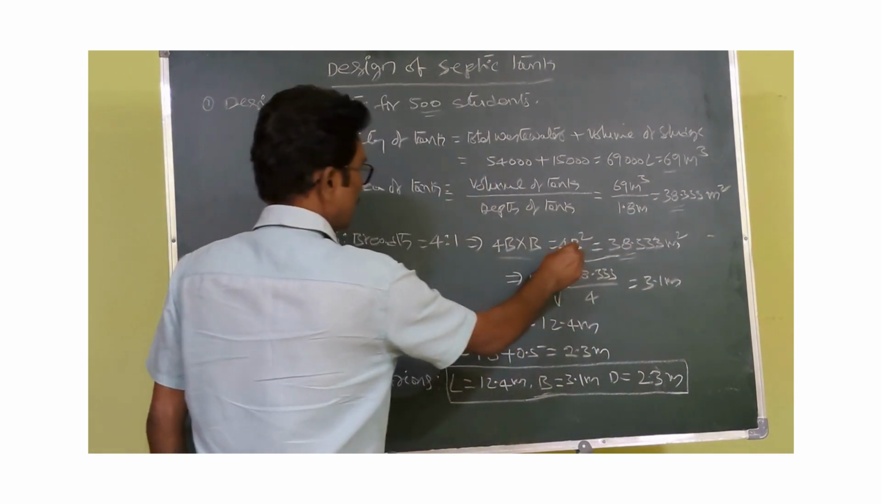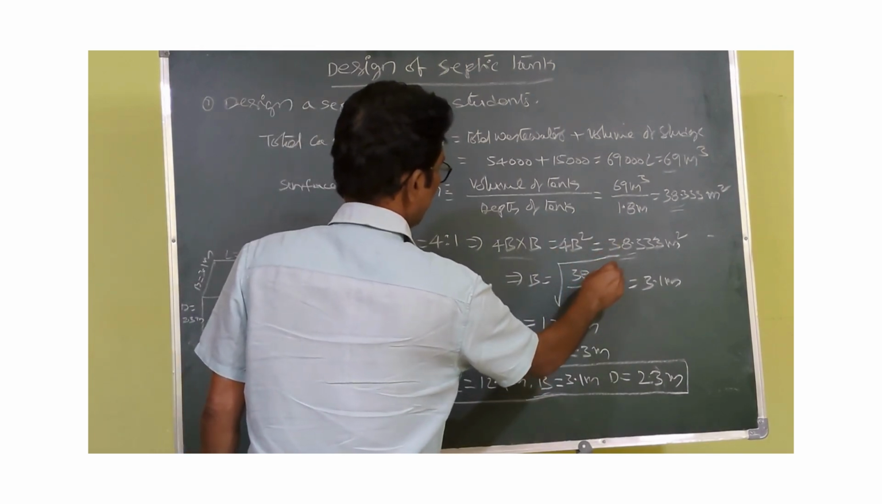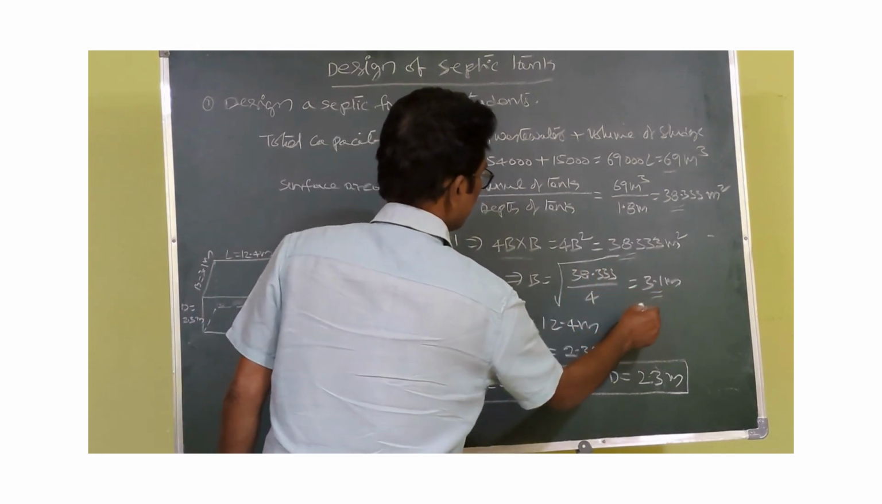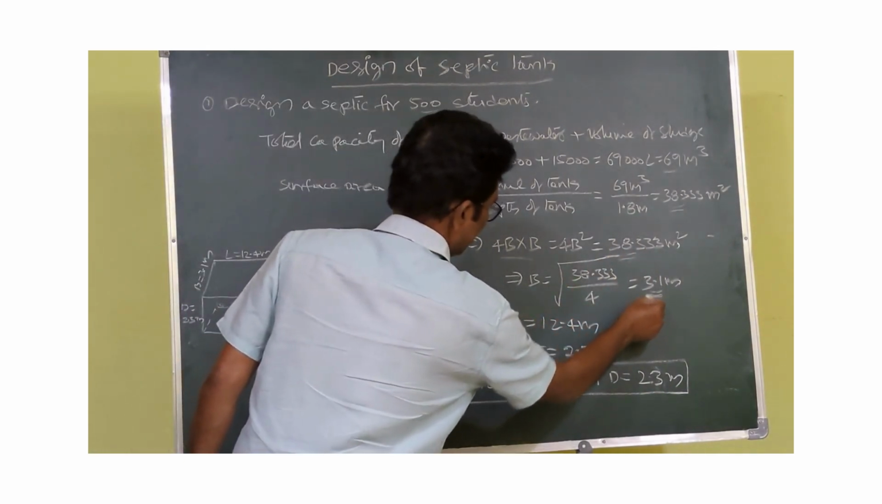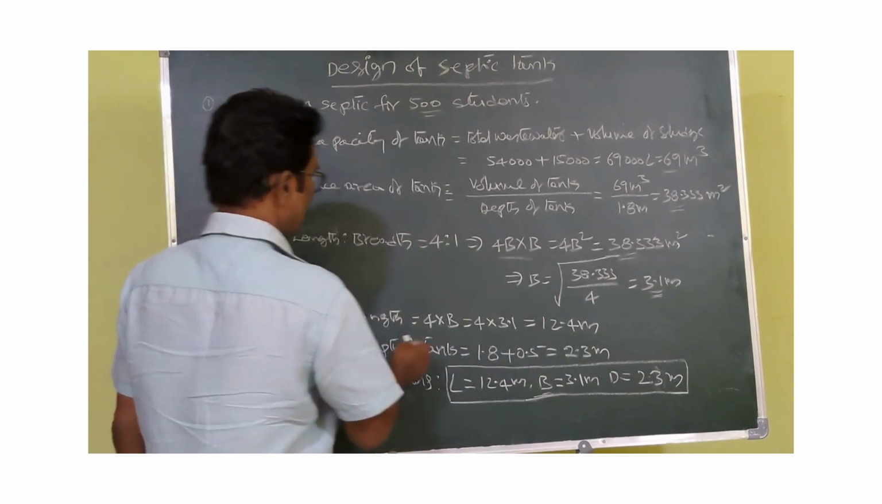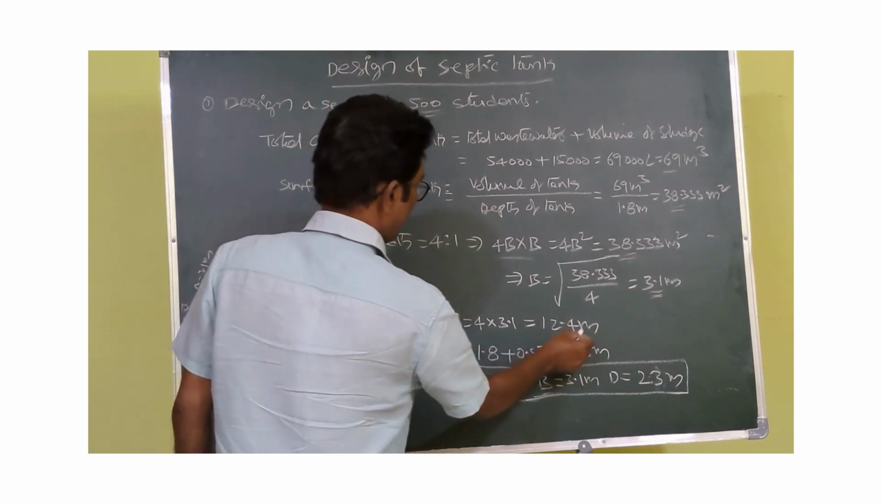If you calculate B from this, B equals the root of 38.333 divided by 4. If we simplify this, we get 3.1 meter. Therefore, we now have the breadth equal to 3.1 meter. So we can calculate the length. Length equals 4 into B, so 4 into 3.1 is equal to 12.4 meters.